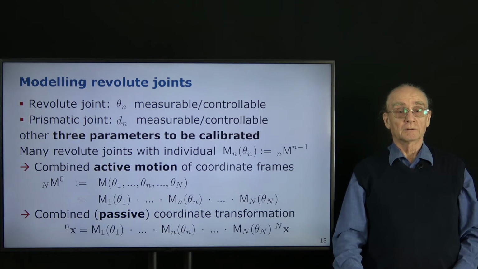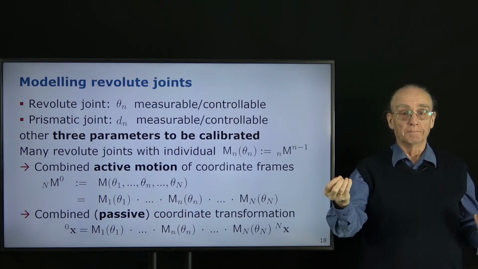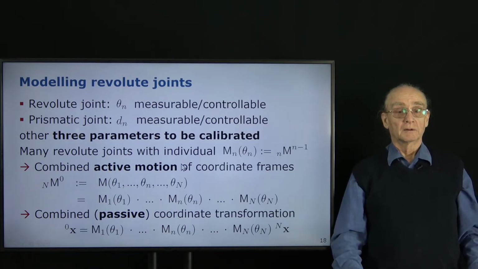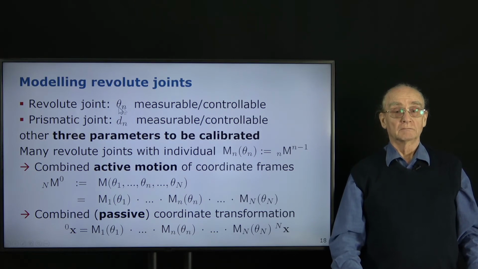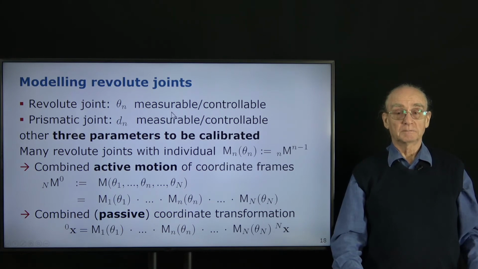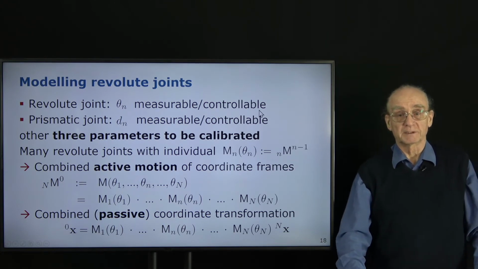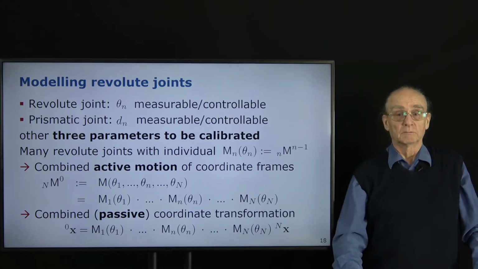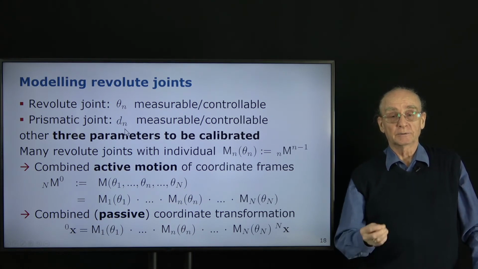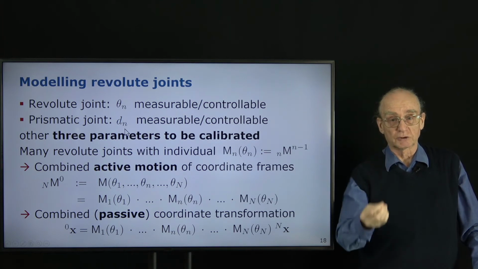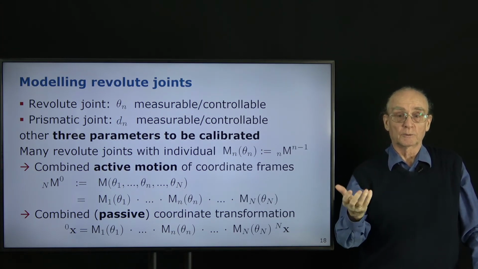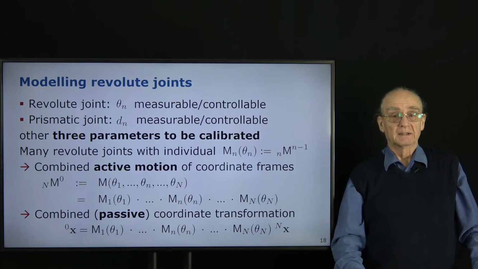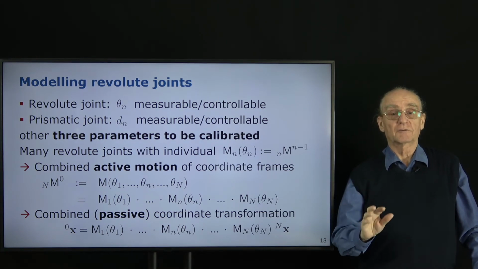So how do we model now the whole arm? We have revolute joints. Then, of course, theta n, which is an angle, is measurable, as in our case, or if you have an active robot, it's controllable. That means you can steer it by some motor. Or you have a prismatic joint, then you have the d_n, which is along the z-axis, which is measurable or controllable depending on whether you have a passive or active arm. The other 3 parameters have to be calibrated.